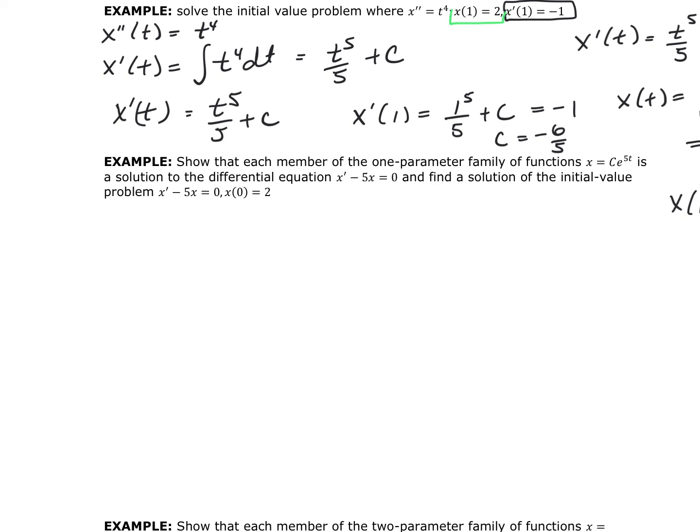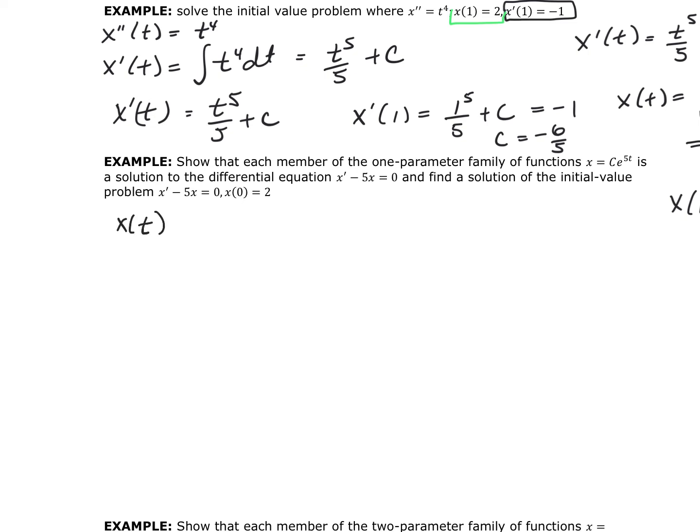We want to show, in this next example, that each member of the one parameter family of the functions x is equal to ce to the 5t is a solution to the differential equation x prime minus 5x is equal to 0. Now remember, I'm just reminding you, because this is still new, these x's are functions of t, just a quick little reminder.